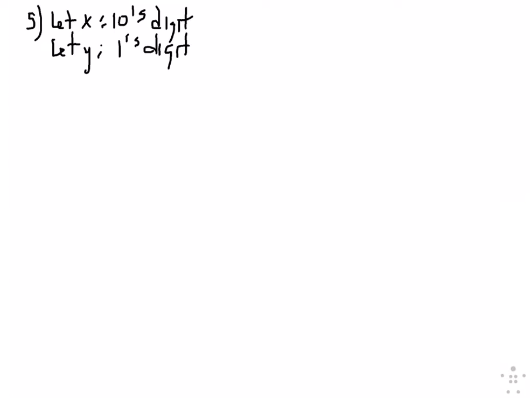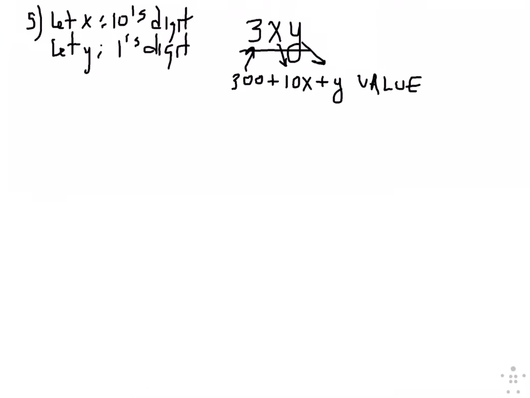Now, the tricky part of this problem is it says the numbers between 300 and 400. Between, so not including. So that means the number is going to be 300 and something, right? The digits are going to be 3, x, y. So the value of this number is 3 times 100, which is 300, plus 10 times x, 10x, plus y times 1. That's the value. So this is the value, and up here is the way the number looks. The digits are 3xy.